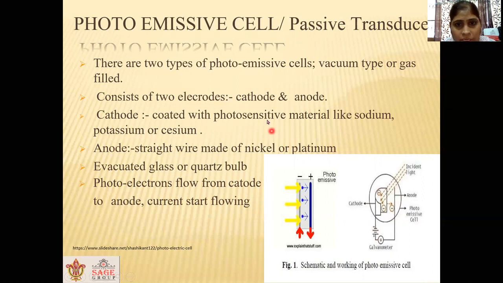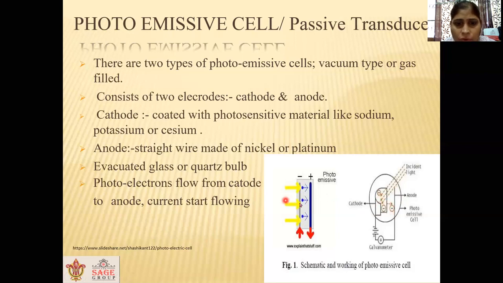Now this cathode is actually coated with a photosensitive material like sodium, potassium or cesium. The anode is a simple, straight wire made of nickel or platinum. This assembly, the cathode and anode, is placed in an evacuated glass bulb.